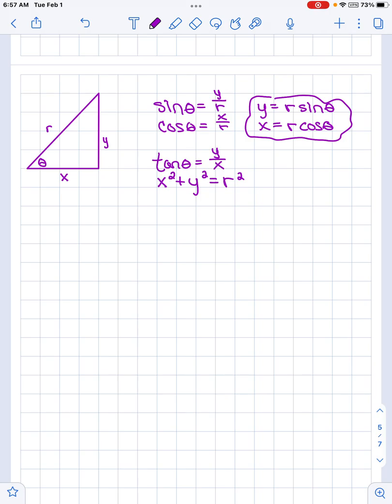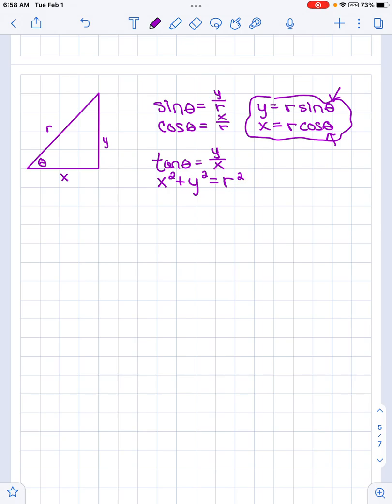Okay, now we're going to use what I told you before, the y and the x. Those are called parametric equations. Parametric equations means we're writing x and y as a function of a completely different variable, of a parameter, and in this case the parameter is theta. So we're writing the value of x and y as a function of theta.